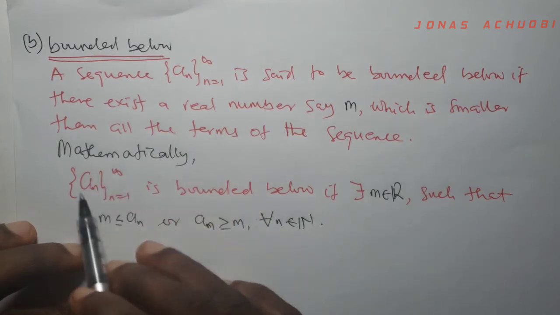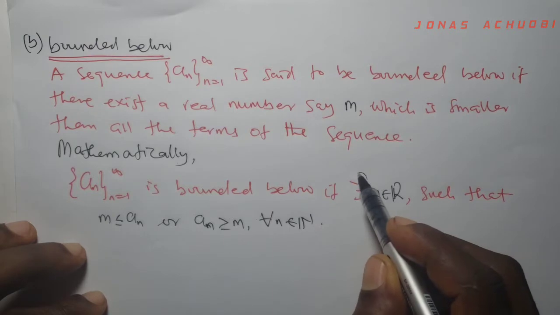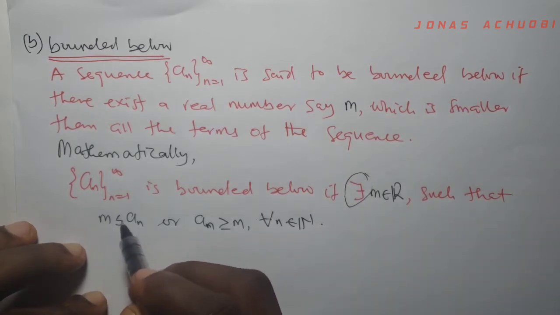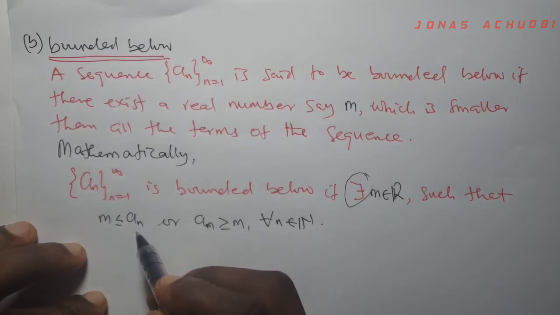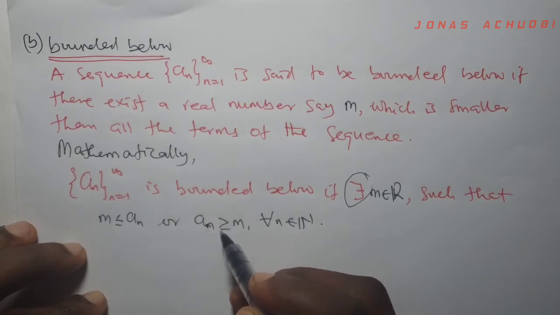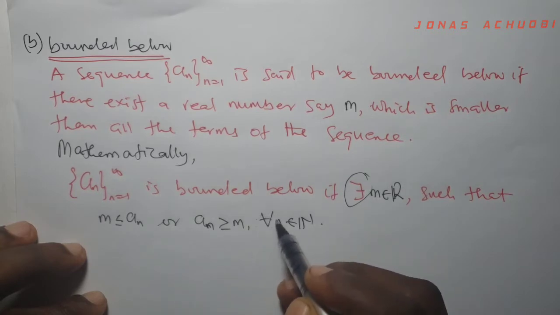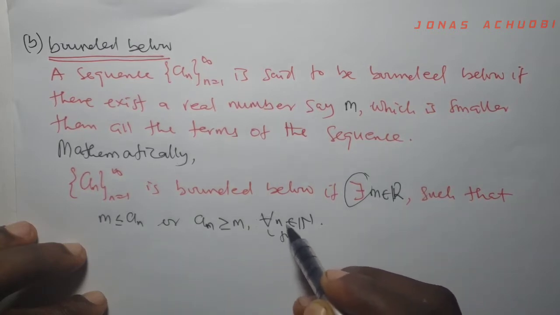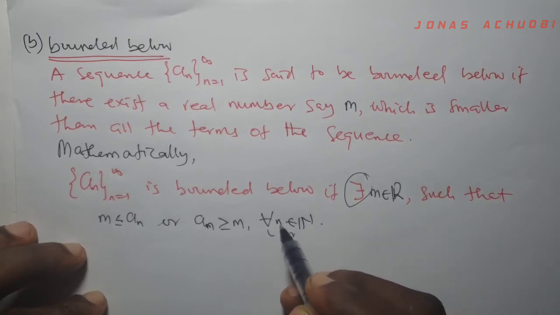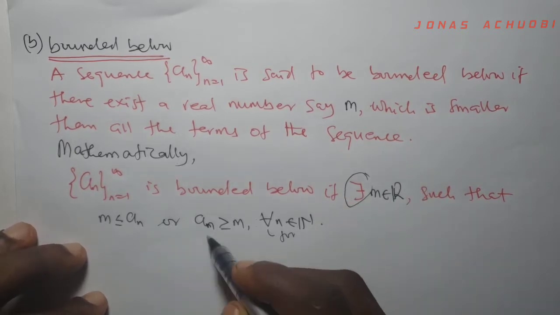Mathematically, we write that the sequence a_n, n from 1 to infinity, is bounded below if, again, there exists a real number m such that that real number m is smaller than or equal to all the terms in my sequence, or if all the terms in the sequence are bigger than or equal to my real number m. Of course, since it's a sequence, I say for all small n in capital N. So this simply means that I am taking my numbers only from the set of natural numbers. That makes this a sequence.